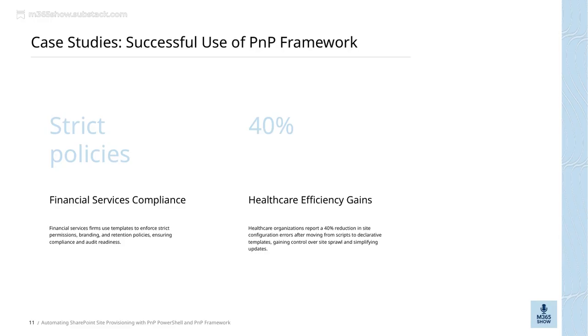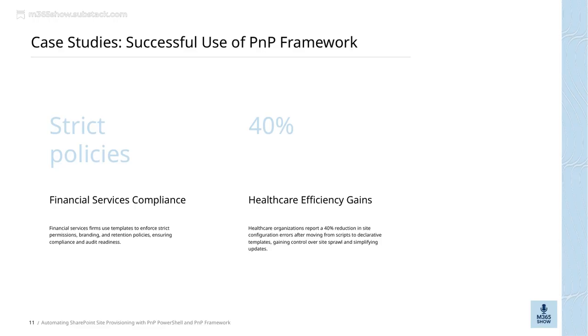First, in healthcare, organizations have seen a 40% reduction in site configuration errors after switching from traditional scripts to declarative templates. This shift not only improves accuracy, but also helps control site sprawl and makes updates much simpler. It's a great example of how automation and standardized templates can bring efficiency and reliability to critical workflows.